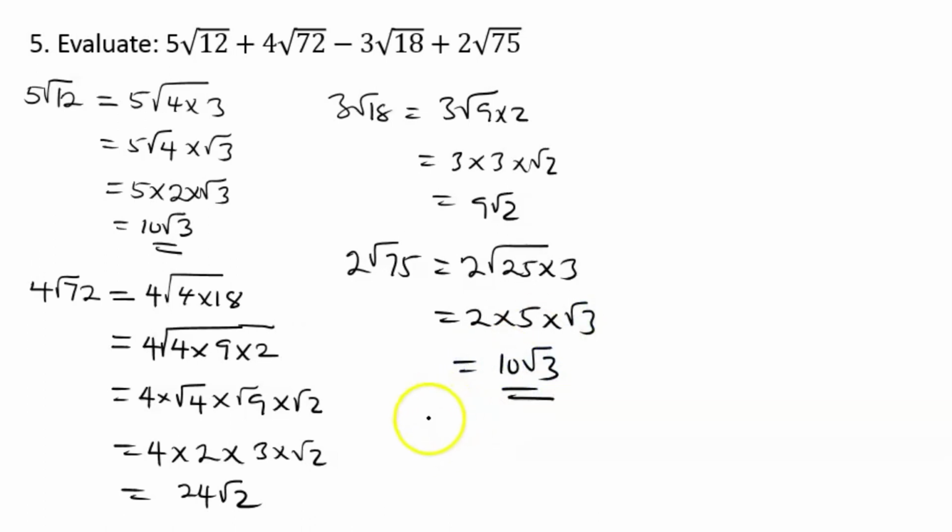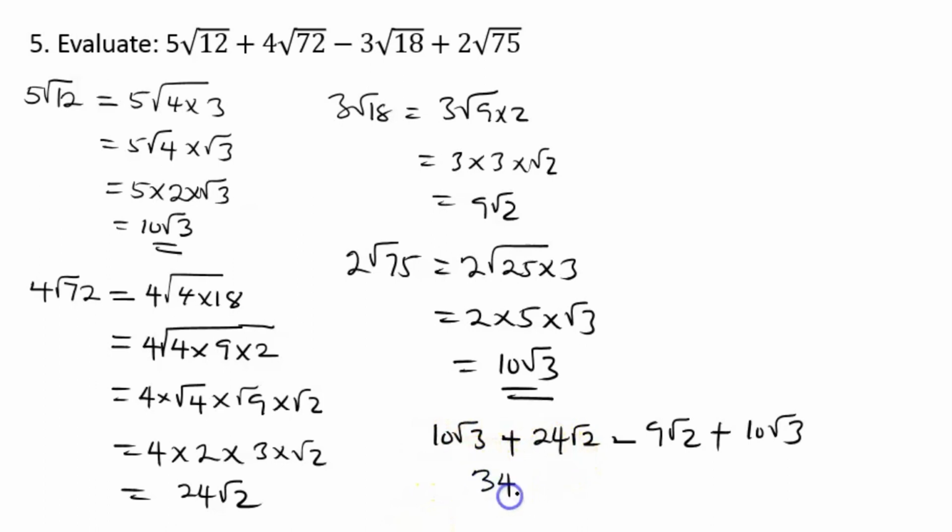All right, so what do we do? We simply bring them together. I have 10 root 3 plus, from the question, added to 24 root 2, then minus 9 root 2, then added to 10 root 3. So this plus this is going to give me 34? No. You collect like terms. You have to collect like terms. This and these are not similar, you see. You can't add them. So you go and look for the ones that are similar.